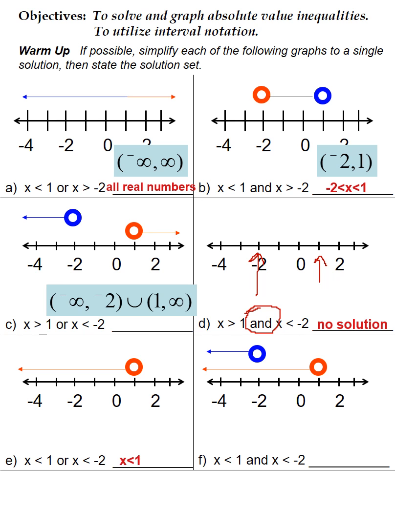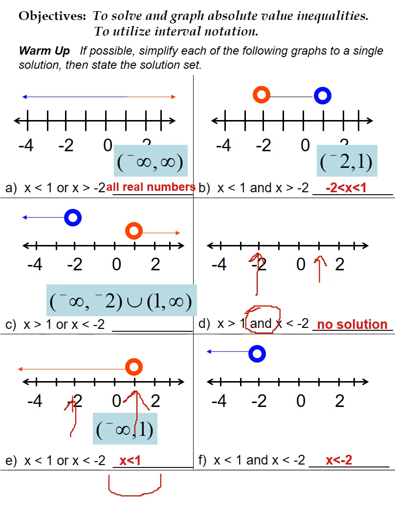Next one is x is less than 1 or x is less than negative 2. Well, if x is less than 1, here's 1, and x is less than negative 2, they are overlapping. So if I just say x is less than 1, we covered it, and we're good. So the interval notation would be negative infinity all the way to 1.